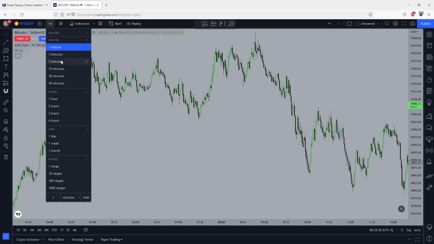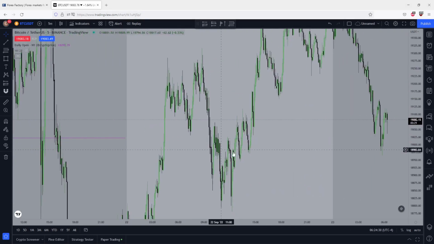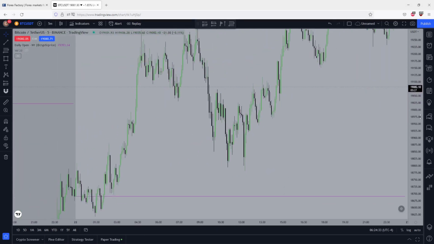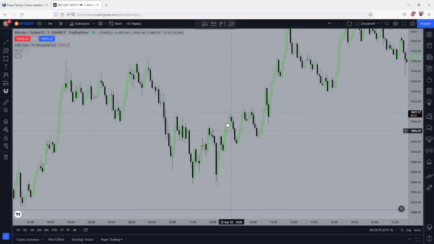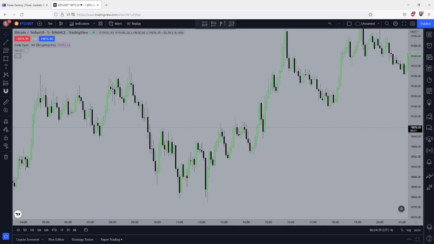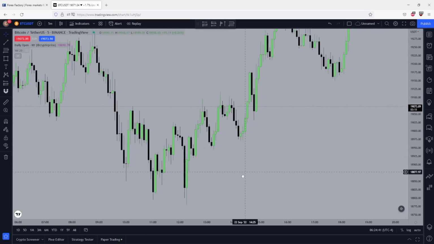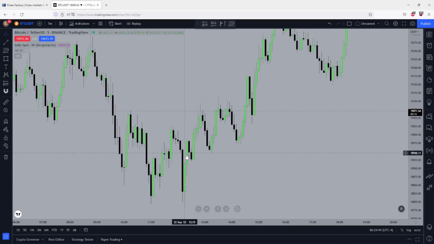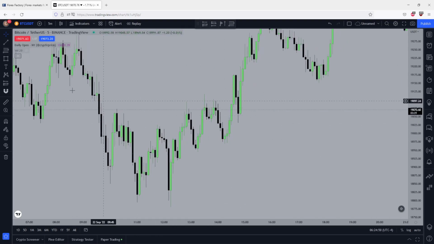And we jump to the 5 minute and go to the first setup after lunch. After lunch there were actually a couple of good setups forming. And the first one is right here. It might not look the best at first sight, but let me show you what I see and why I think it's a good setup.